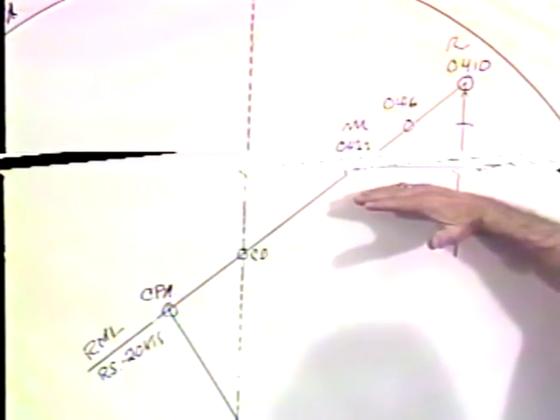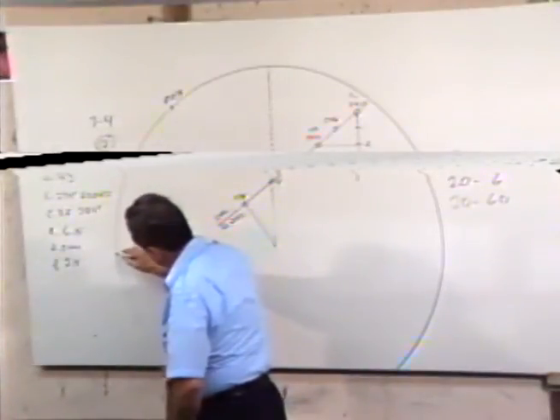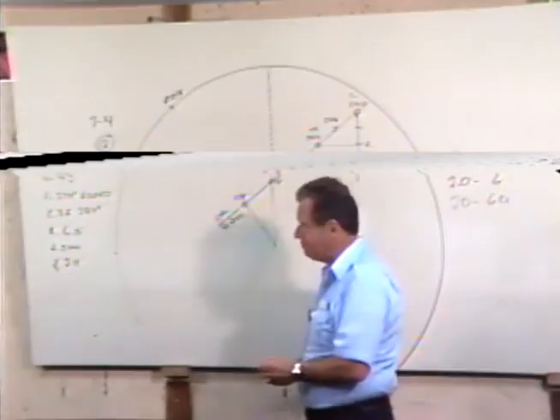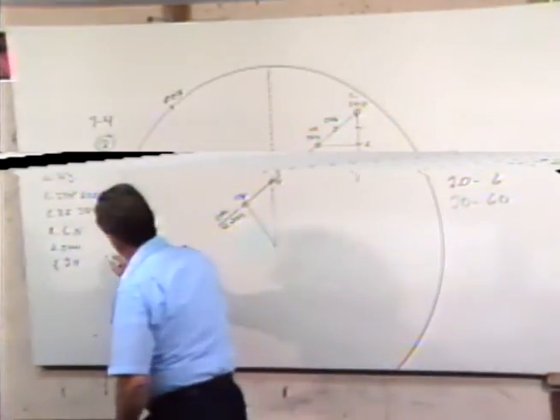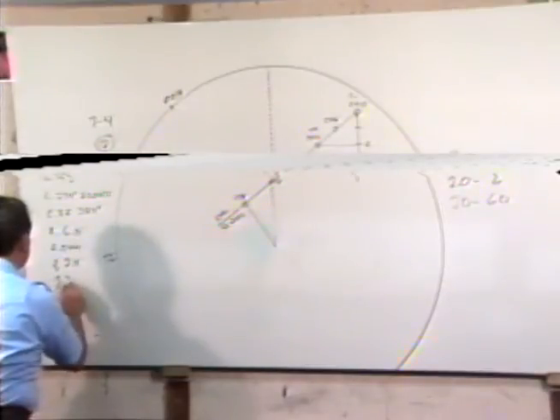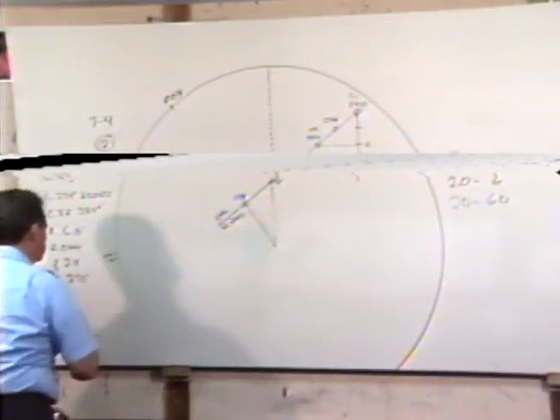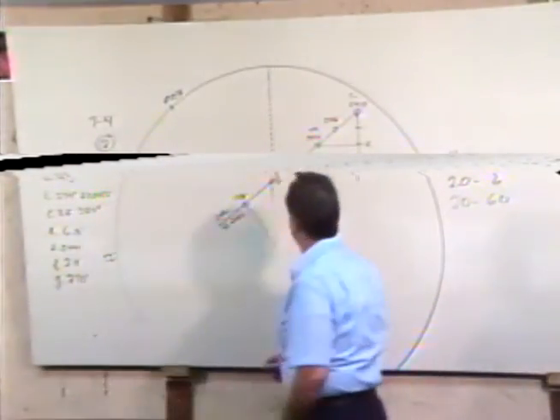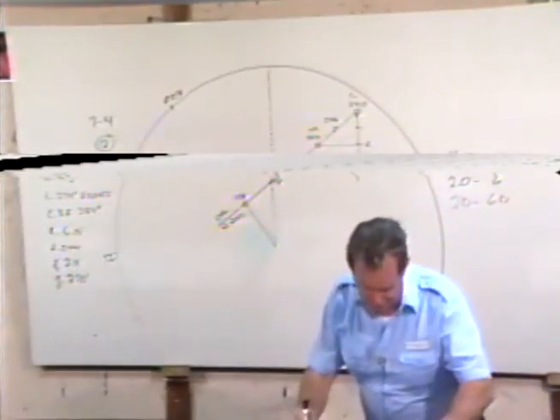So now they're asking for the true course of the contact. If you will parallel this line down to the center and mark it out, you will find that it should be 270 degrees. True course of the contact, 270 degrees.